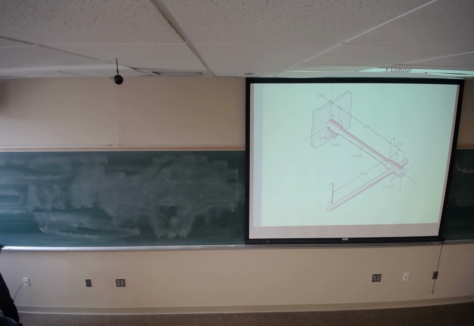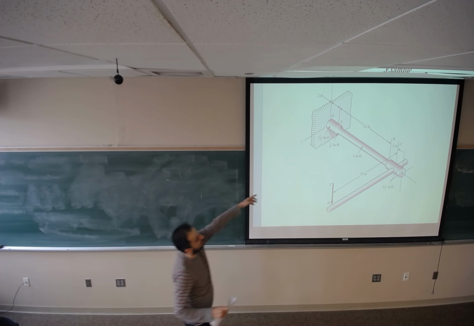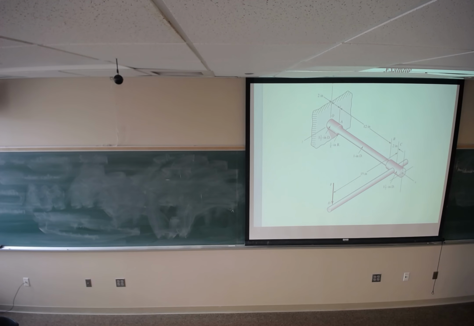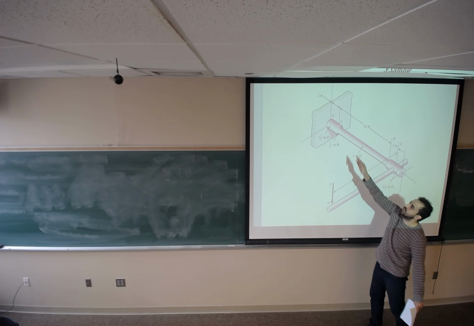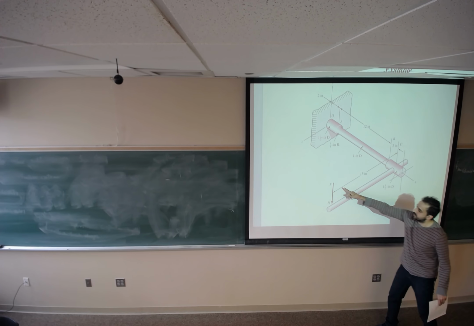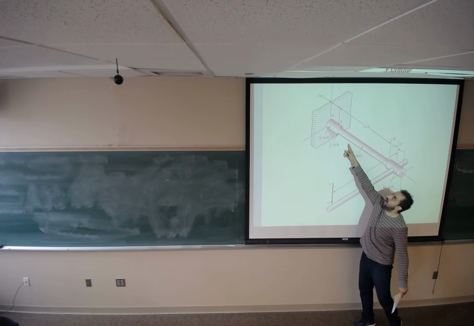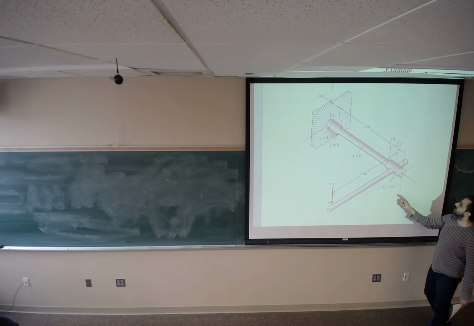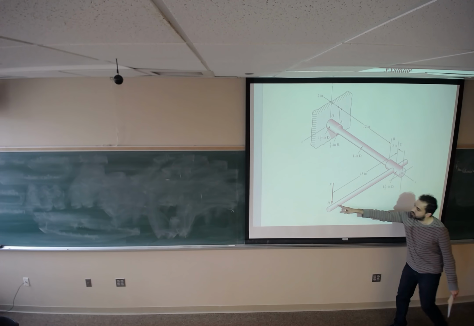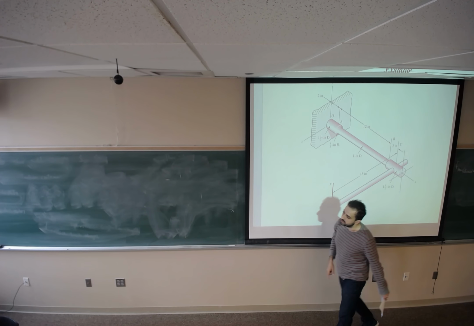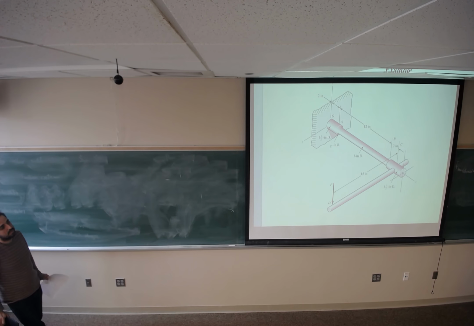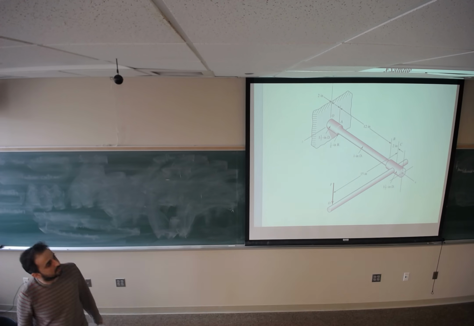So let me start with section A. What would be the load applied to section A? This force has a distance of 12 inch plus 2 inch, 14 inch in x direction. So this force times 14 inch is making moment about which axis? Z axis.